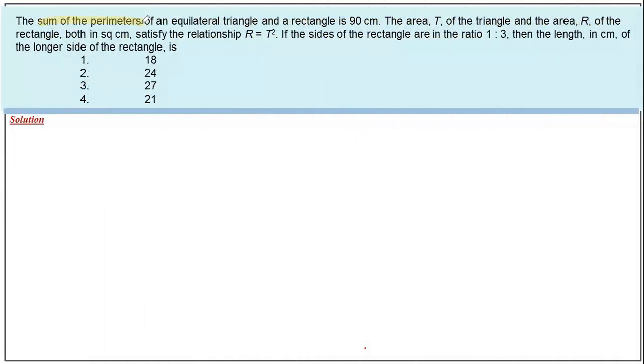The sum of the perimeters of an equilateral triangle and a rectangle is 90 centimeter. The area T of the triangle and the area R of the rectangle, both in square centimeters, satisfy the relationship R equal to T square. If the sides of the rectangle are in the ratio 1:3, then the length in centimeter of the longer side of the rectangle is which of the following?